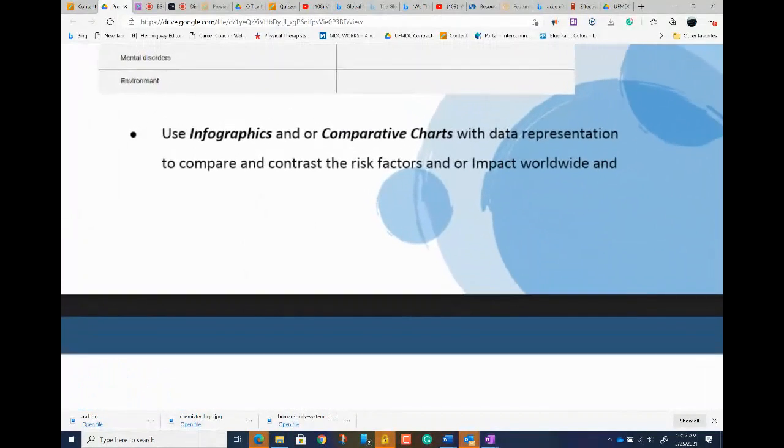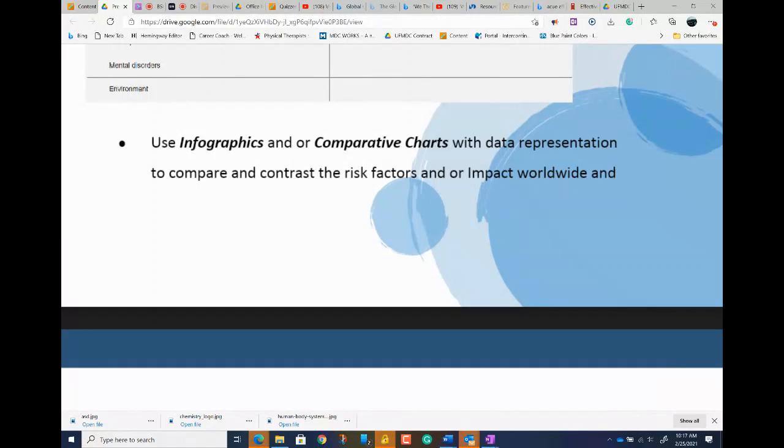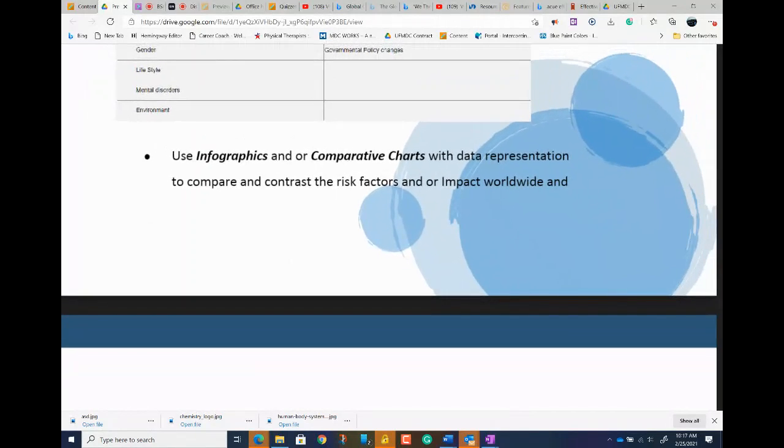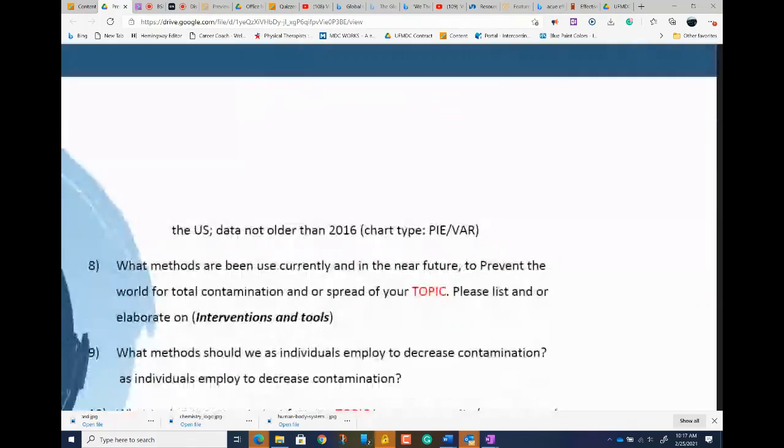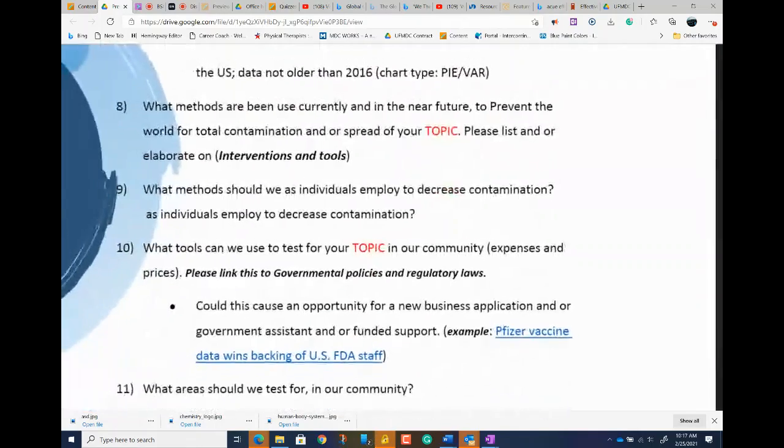So then, of course, the best way to do that is try to create some sort of infographics, right? Or comparative charts. Instead of writing all that down, you're going to write a lot. Just put it in a table or an info chart. You can find a lot of them on the internet. So compare and contrast the risk factors and impact worldwide. You can do a check mark if you want to. So again, try to keep it simple.